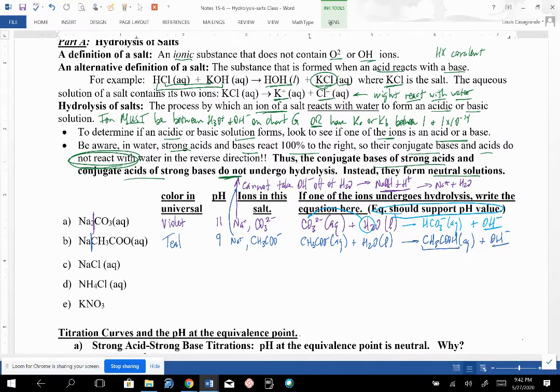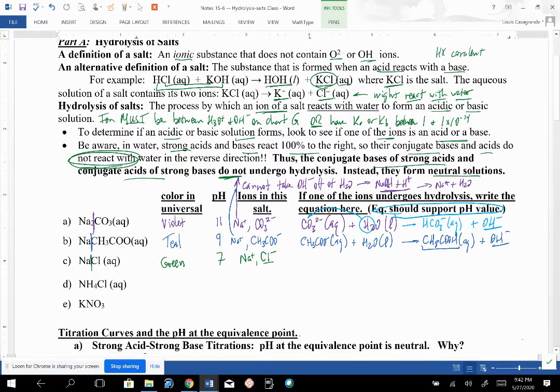Okay, moving right along. Sodium chloride. So we've got sodium chloride. They're going to split at the sodium and the chloride. And universal indicator is going to give us a green solution. And that indicates a pH of 7 for a neutral solution. So what do we have? We have sodium plus, we have chloride minus.